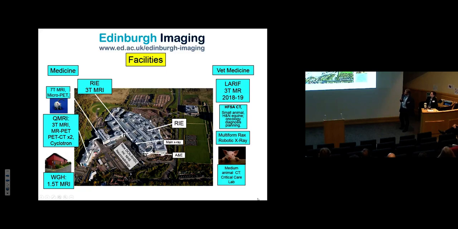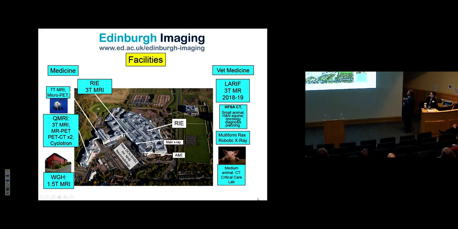Then in the building next door we have a 7 Tesla MRI and micro PET for the small animal work. And then there's 2 campuses outside. One's at the Western General, where the original Brain Research Imaging Center scanner is still based, so we call it now Facility WGH. And then we have the vet school, where they have actually 2 places. One at the farm, where they have an animal facility with CT and a critical care facility for large animals, largely to look at toxicology and things like that.